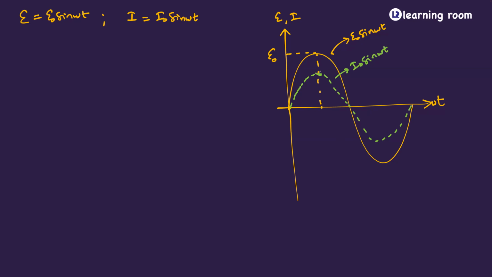And what is this value going to be? From here, if I drop a perpendicular, how much will this value be? It will be I naught. Am I clear with this? So this is how it is represented. This is the graphical representation for an AC source connected across a resistor. So make a note of it.